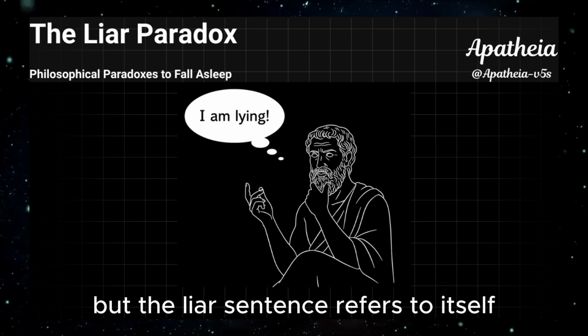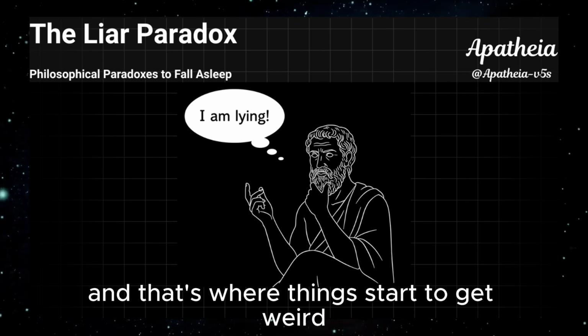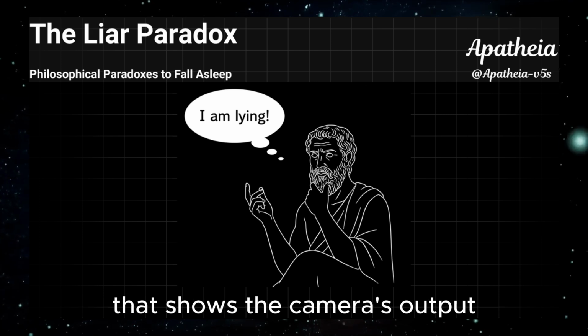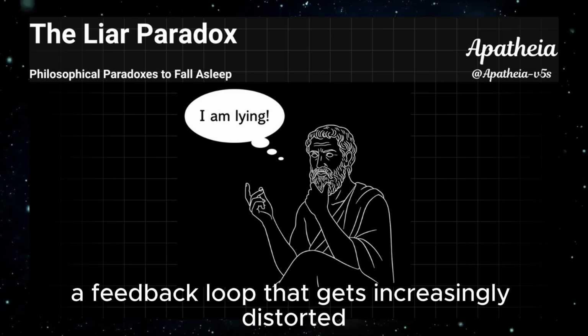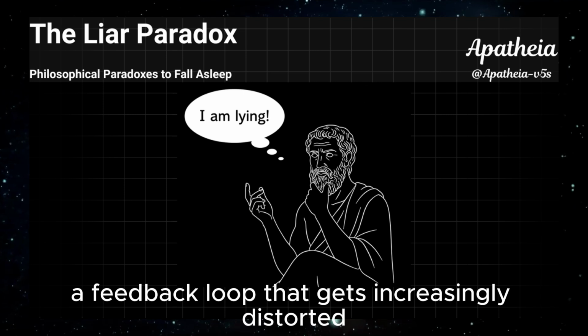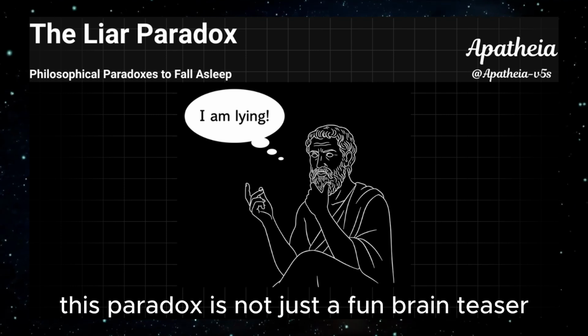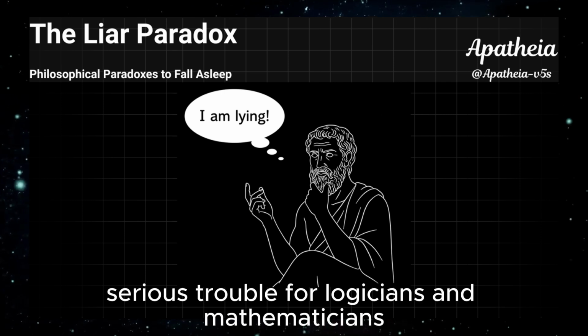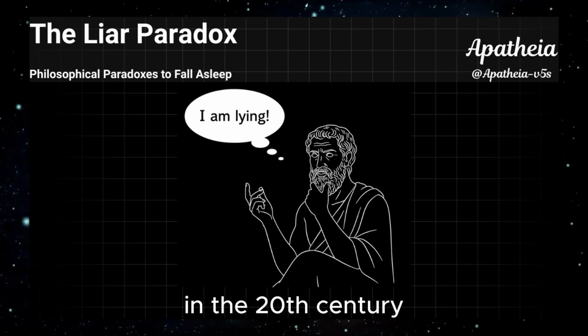But the liar sentence refers to itself. And that's where things start to get weird. It's like pointing a camera at a screen that shows the camera's output, a feedback loop that gets increasingly distorted. This paradox is not just a fun brain teaser. It caused serious trouble for logicians and mathematicians in the 20th century.